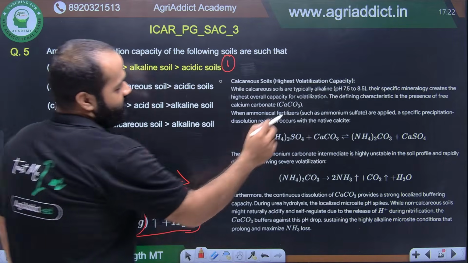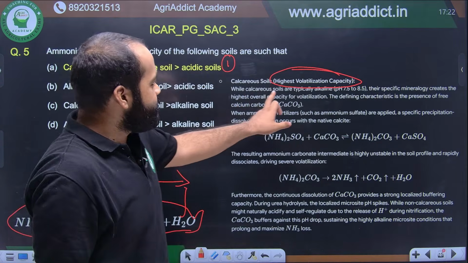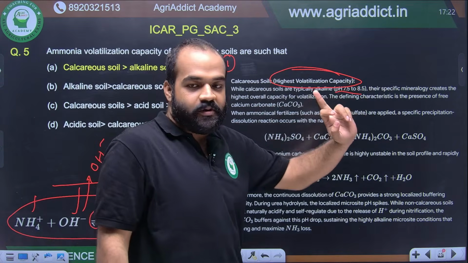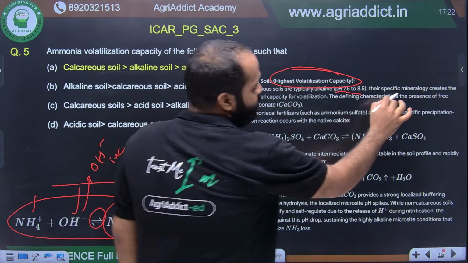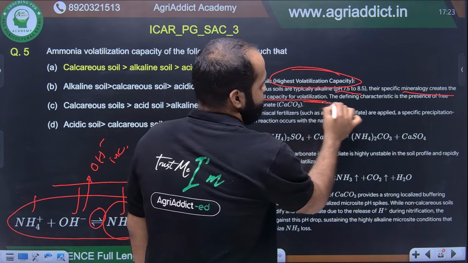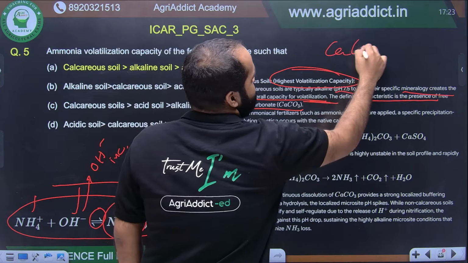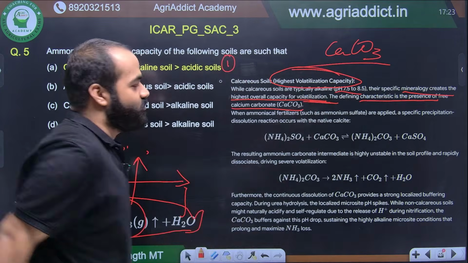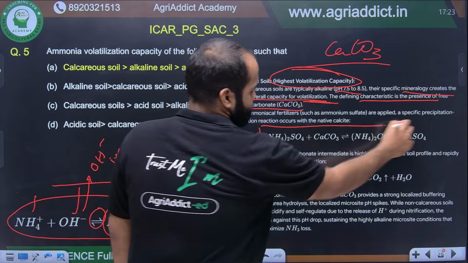See, calcareous soil has the highest volatilization capacity. Why? Calcareous soils are typically alkaline. They have pH of 7.5 to 8.5. We all know that. That is typically alkaline. Their specific mineralogy creates the highest overall capacity for volatilization. The defining characteristic is the presence of free CaCO3. Calcareous soil में जो free CaCO3 है, उसके वजह से ammonia volatilization is higher. How? You can see here, this equation.